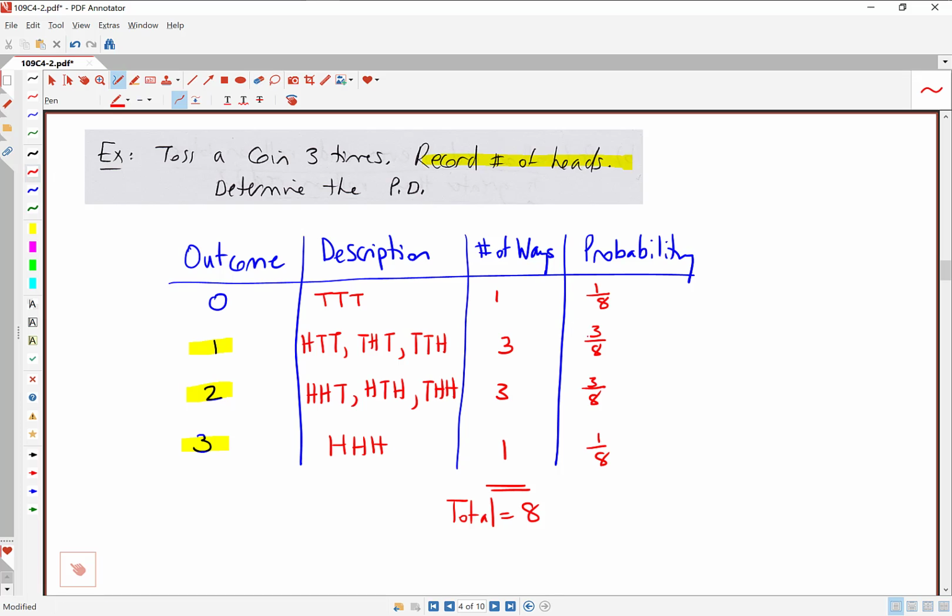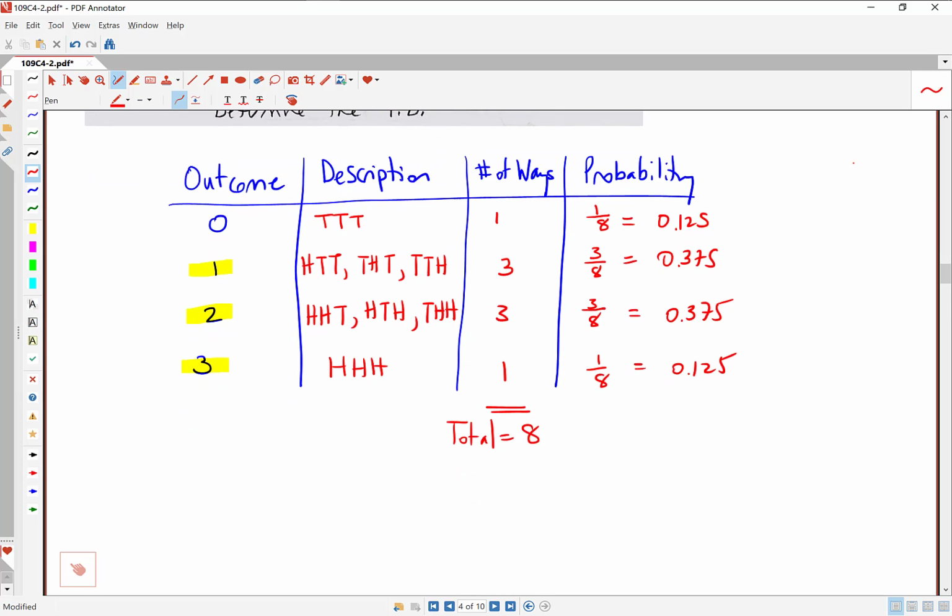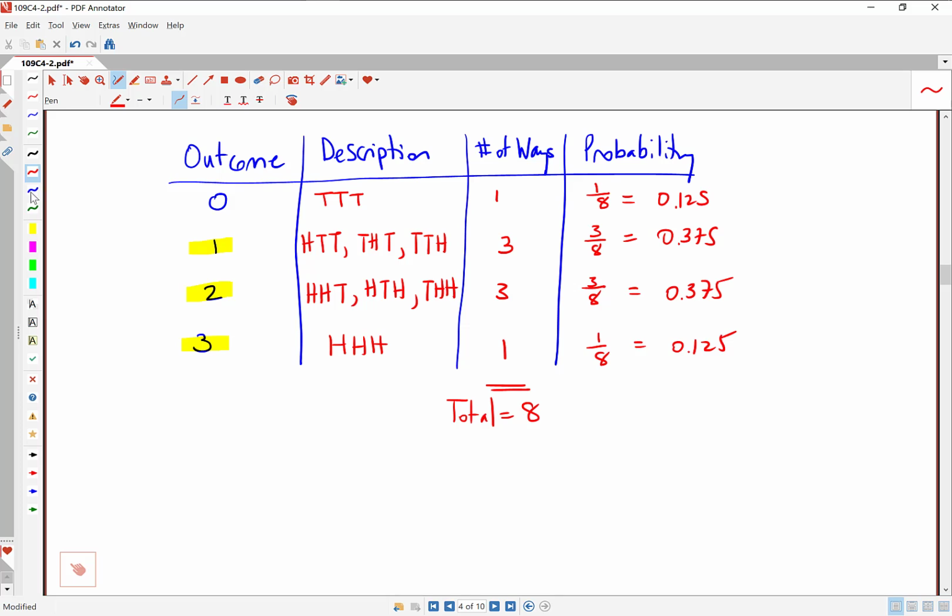So I think I will do the decimal version. So 1 out of 8, 0.125, 3 out of 8, 0.375, and that way we can fill in all our probabilities. So I would say this table is just a little bit cluttered, and that's because we had to do a bit of intermediate work here to find our probabilities.